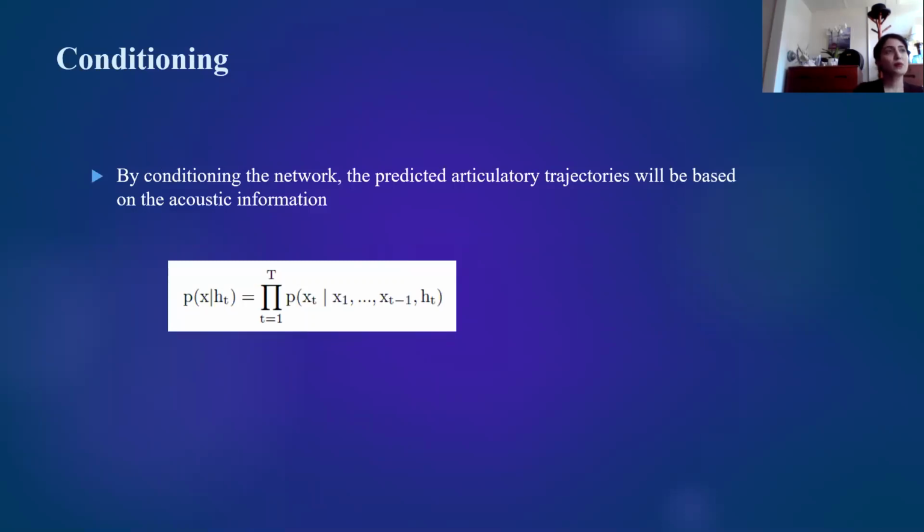The goal of AWN is to model the sequence of articulatory trajectories that have been conditioned on the sequence of time series acoustic features. The predicted articulatory trajectories are synthesized from the fully trained network. The conditional probability distribution of articulatory samples x_t is represented by the following equation, where h_t represents the conditioning Mel spectrogram features.